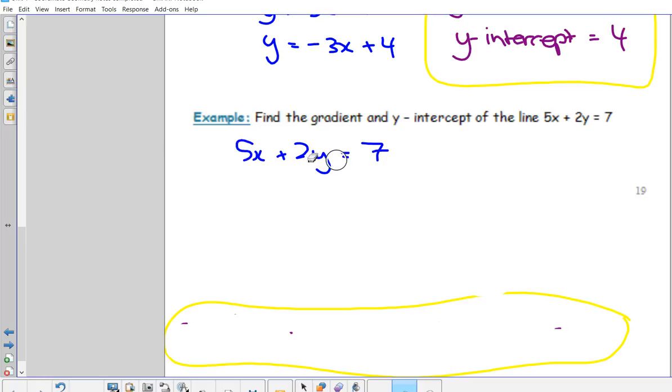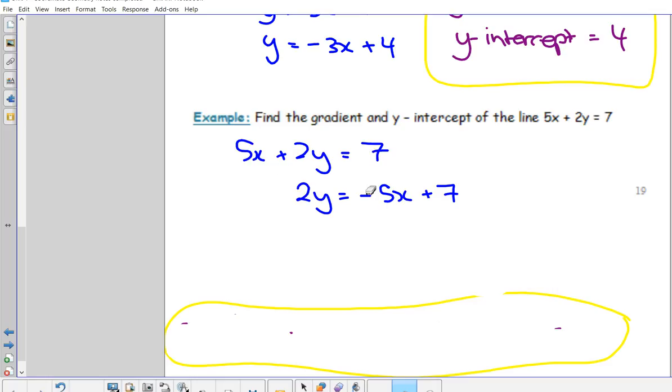And then to get y by itself, first of all, we need to deal with the 5x. So you'll need to subtract 5x from both sides. So that leaves you with 2y equals 7, subtract 5x. But I like to have the x first, just so when we have it in that form, we've got the x value at the beginning. So you could have written 2y equals 7, subtract 5x. You could then potentially write 2y equals negative 5x plus 7. Same thing, we just swap those terms around.